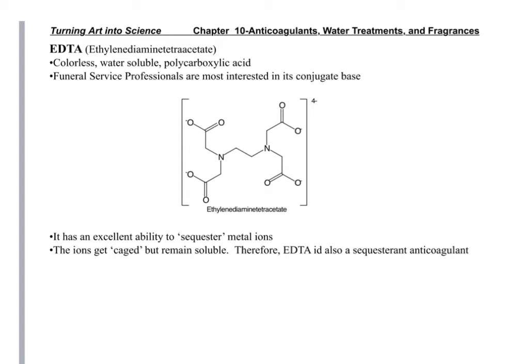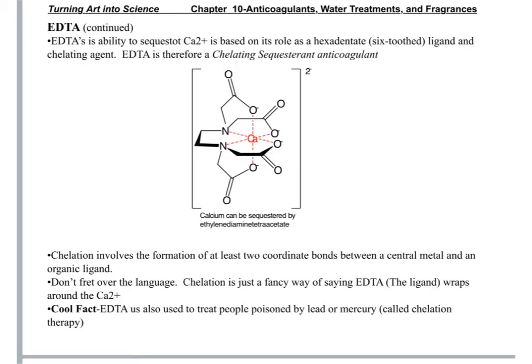EDTA, or ethylenediaminetetraacetate, is a colorless, water-soluble polycarboxylic acid. It is the conjugate base that is going to be of most interest to you because it is a sequestrant anticoagulant. It cages the metallic ions but keeps them soluble, so they're not going to precipitate out.